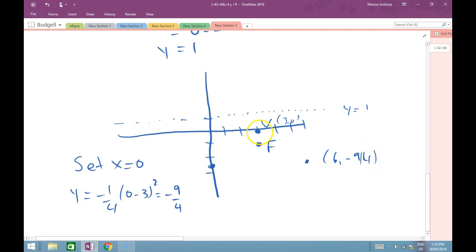So now we have our parabola. It will go like this and like that. And here we have our graph.